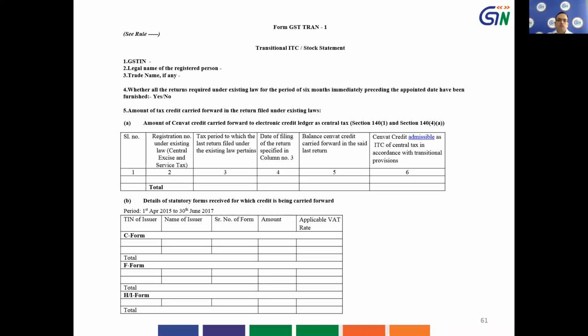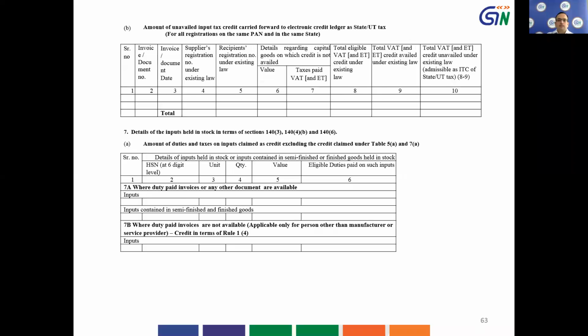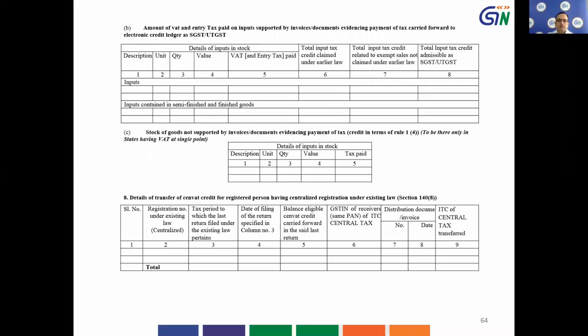Then details of statutory form receipt for which credit is being carried forward. Then C talks about the amount of tax credit carried forward to the electronic credit ledger as state/duty tax. Then 6 talks about details of capital goods for which unavailed credit has been carried forward, Section 142. Then Section 7 talks about subsection Section 143, 144B, 146.